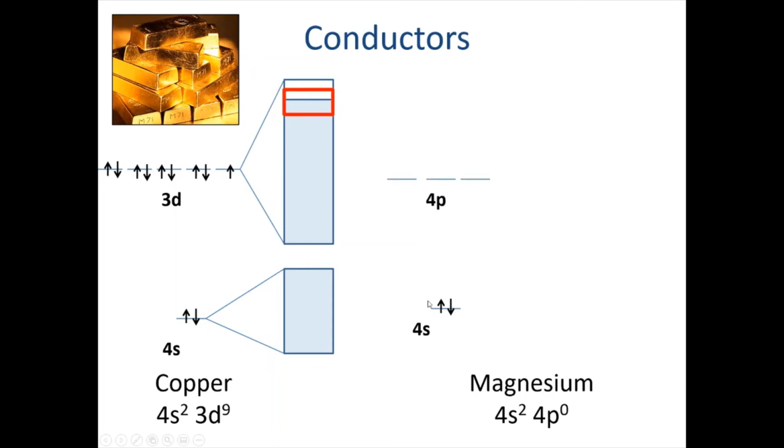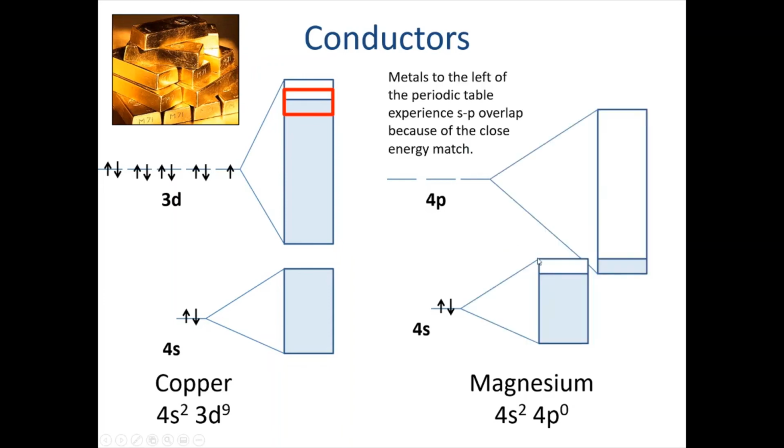So we have to remember that when we have a magnesium atom, it not only has access to the 4s, but it also has access to the 4p. And these 4p orbitals are open and available to do chemistry. So it turns out that metals to the left of the periodic table experience what we call sp overlap. Basically, the s and p orbitals hybridize, and we get these two overlapping bands. We get the s band and the p band.